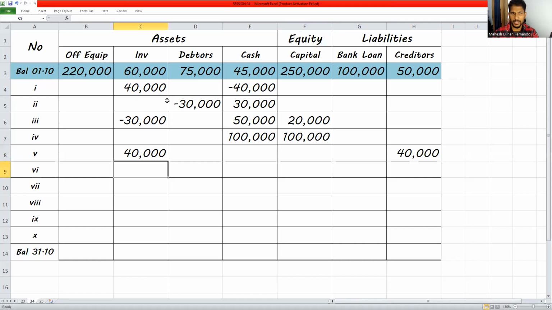Let's see another. Okay. Number 6. Paid rupees 45,000 to creditors. A cash payment. Cash is decreased by 45. Agreed? And this payment is a settlement to creditors. So creditors is decreased by 45. Always check the agreement of the accounting equation.